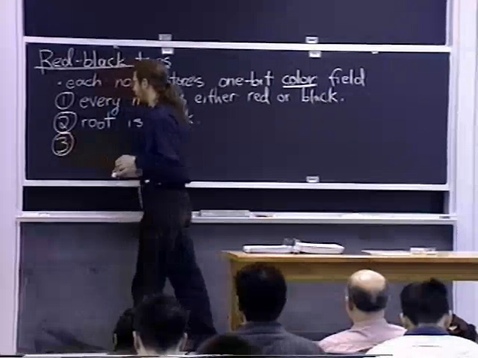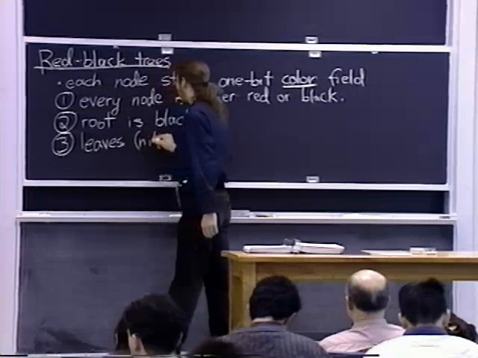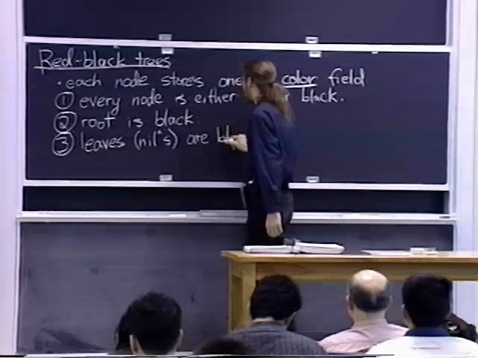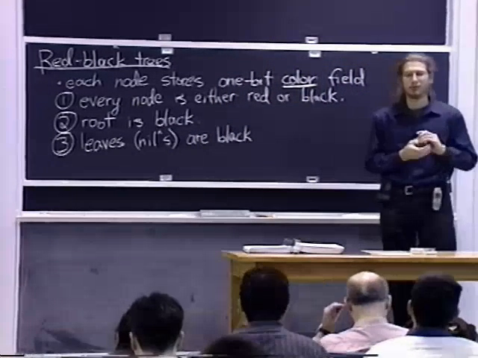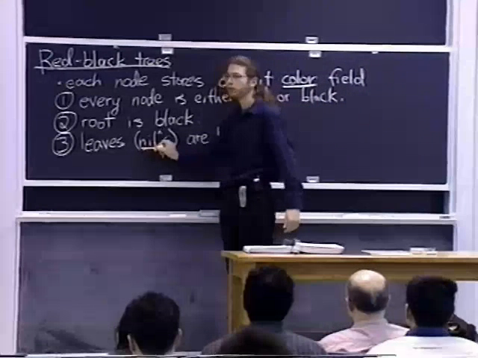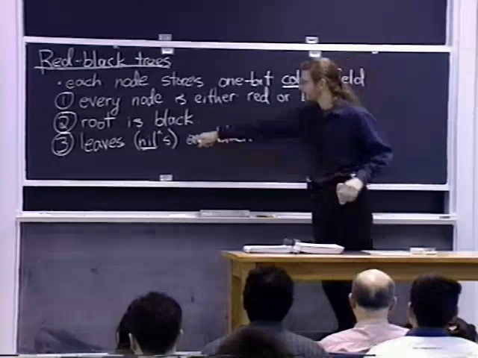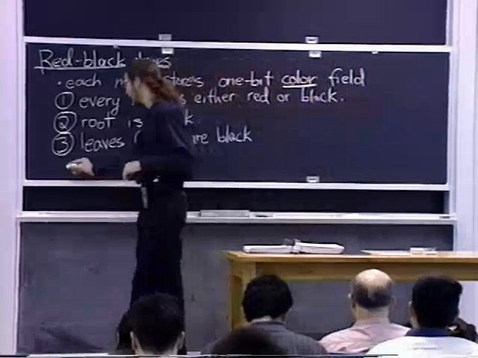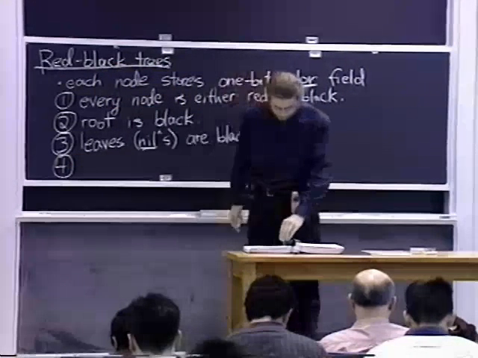Another property is that the leaves are black. And in this structure, it's very convenient to assume that every node has degree 2 or degree 0. So either 2 children or no children. So we'll actually treat the nil pointers as pointers to a special node called nil. And those nodes are all black. That'll just be convenient. And we'll see an example in a moment, so this won't be so bizarre.